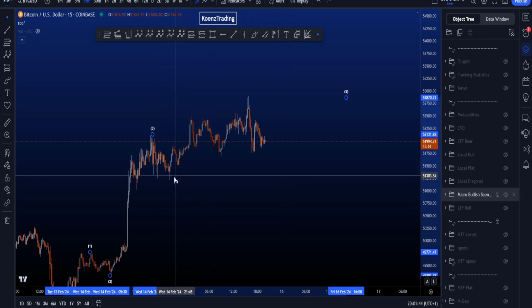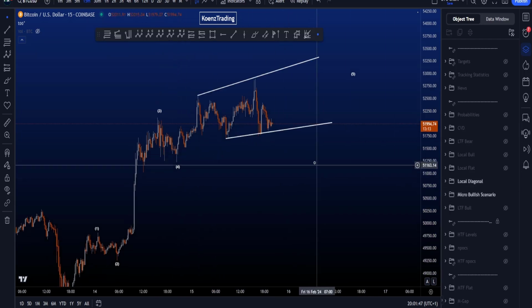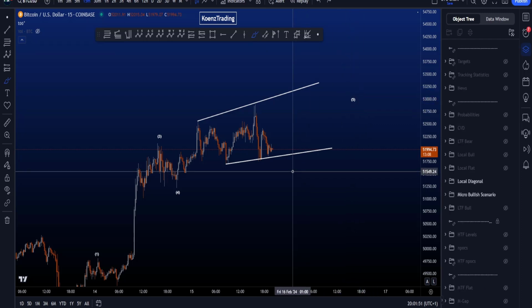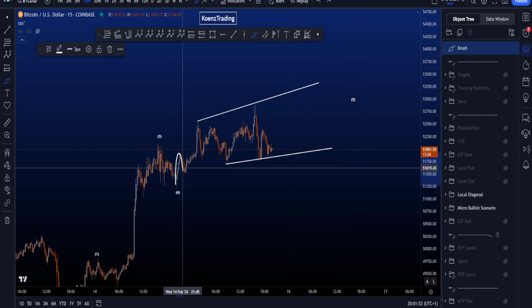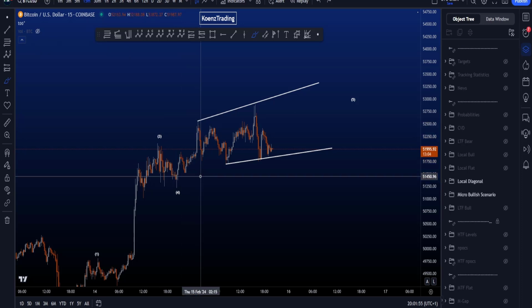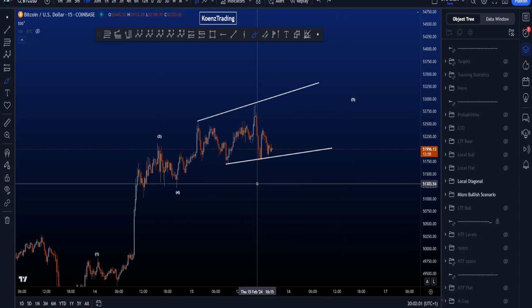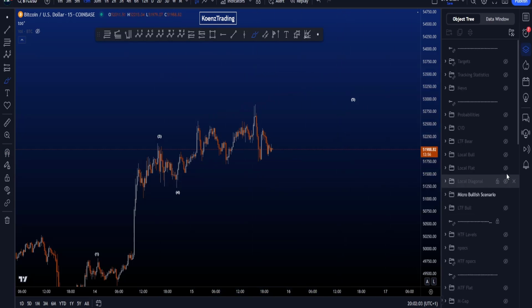If I put wave 3 to the left and wave 4 to the left as well, then the only way to get a finished structure in a wave 5 is a diagonal structure, because this move to the upside here is very much a 3-wave structure, as you can see, not ideal. However, an expanding diagonal is very, very rare and therefore not preferred.